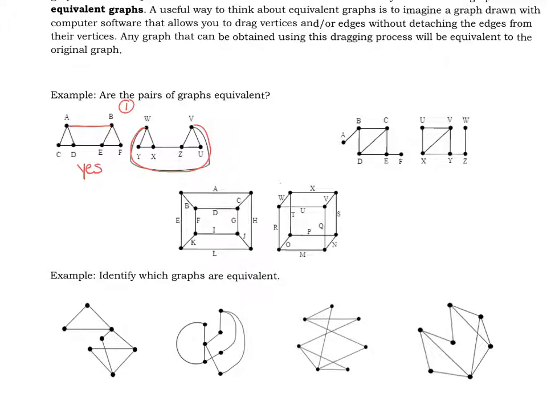Okay, looking at the second pair, moving over to the right, I can tell at a glance, again, I've practiced this a lot more than you, that these are not equivalent, and here's why. This graph on the left, vertex A and F, those both have degree 1. However, if you look at the second graph there, there's only one vertex of degree 1. And so those are not going to be equivalent graphs.